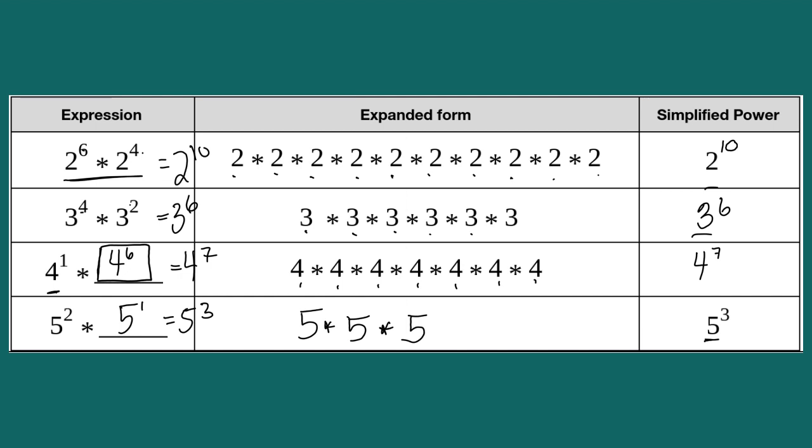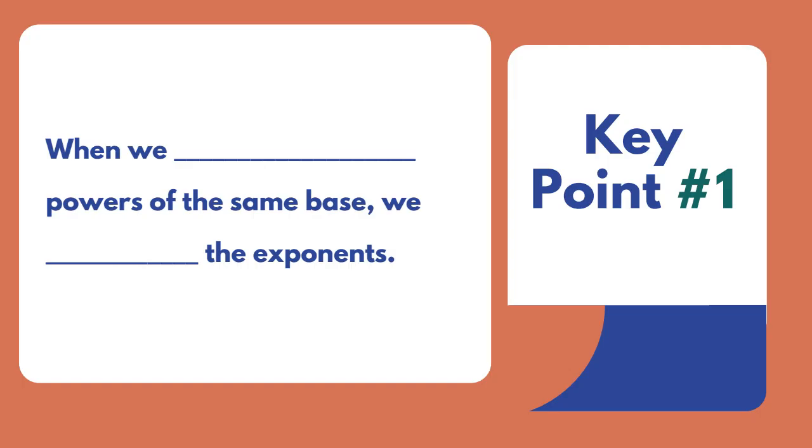So let's try to generalize a rule for what happens when we multiply powers of the same base. The rule that we can write when we multiply powers of the same base is that we will be able to add the exponents. So when we multiply powers of the same base, we add the exponents.